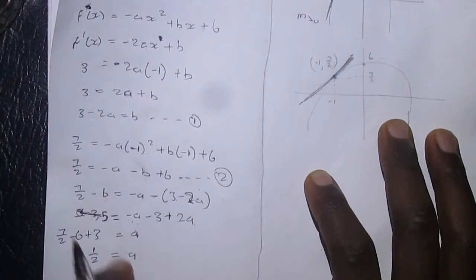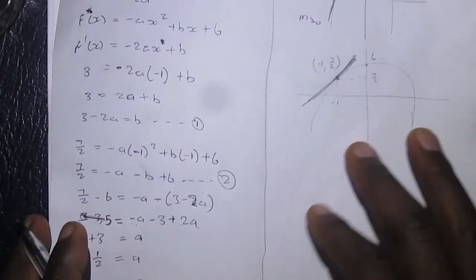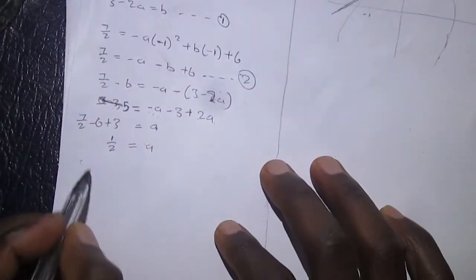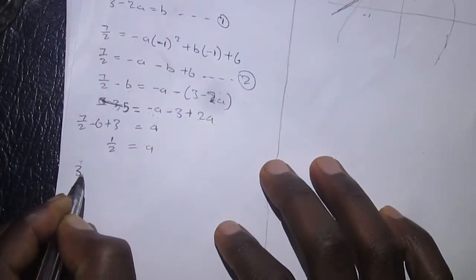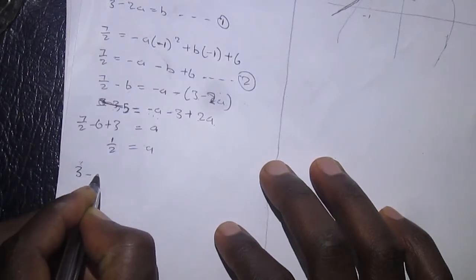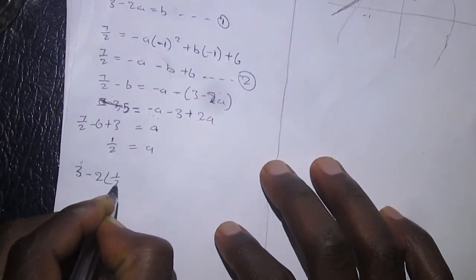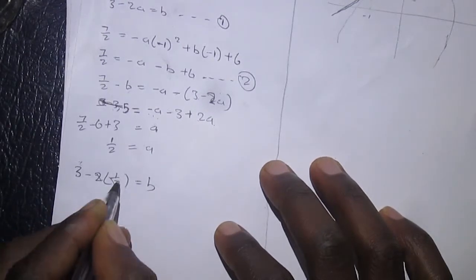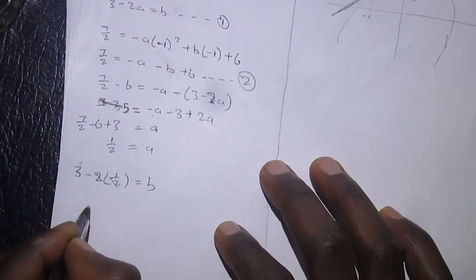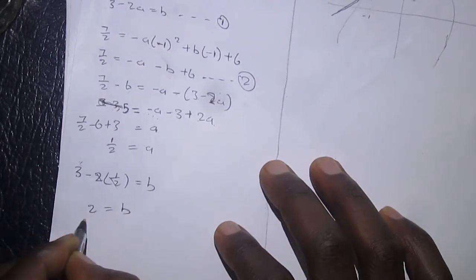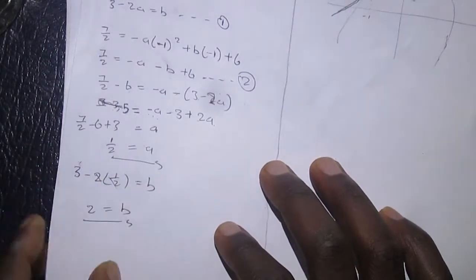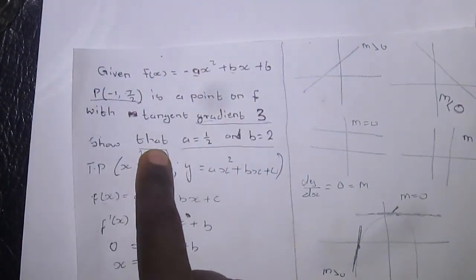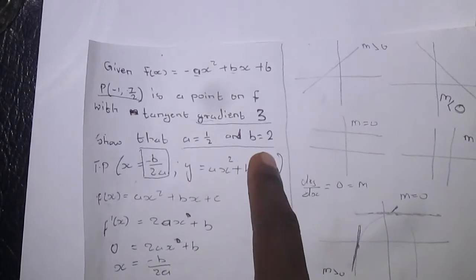Now you go and substitute this into equation 1, okay, and you say, okay, fine, 3 minus 2 times 1 over 2 is equals to ab. This and this cancel out, you're left with 1. 3 minus 1, it's gonna be 2, which is equals to b. Now see, you have shown that a is equals to 1 over 2 and then b is equals to 2.